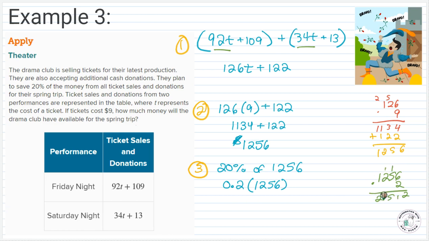So we get 2,512. You're going to add 1 decimal place back in. And so my final answer on this is going to be $251.20. So that is how much money they are going to be saving for, or earning, I should say, from this drama production and what they're keeping from those ticket sales and donations.